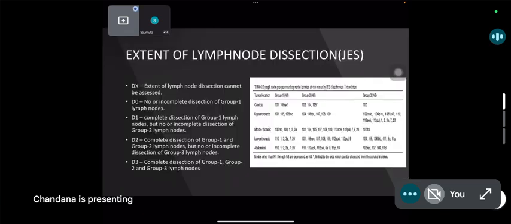Okay. D1 is complete dissection of group 1 lymph nodes. This is what I mentioned previously. And D2 is complete dissection of both group 1 and group 2 lymph nodes. And D3 is all 3 groups of lymph nodes.